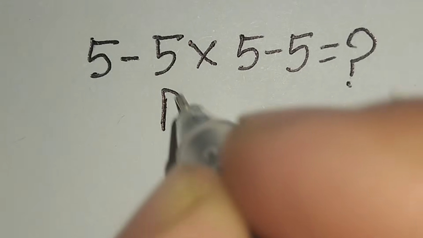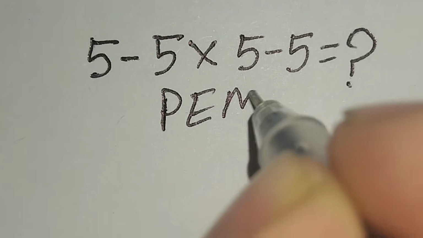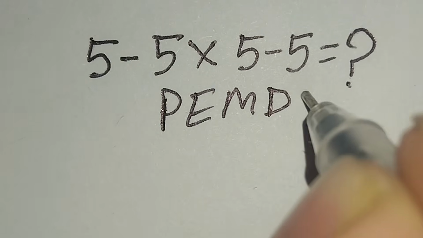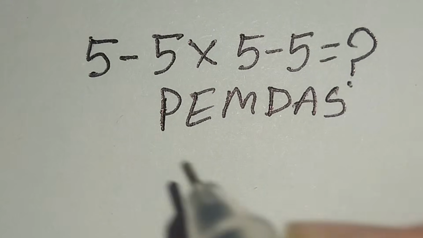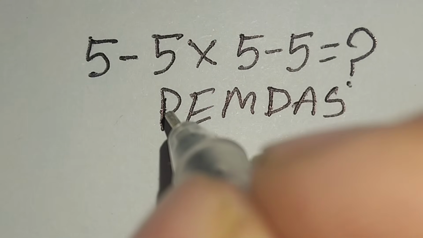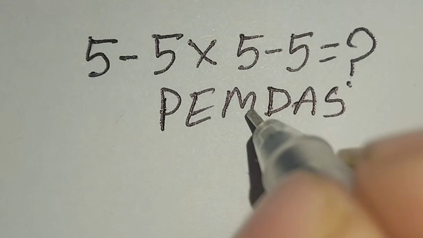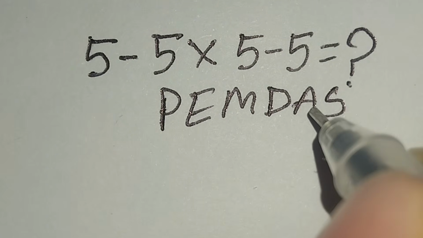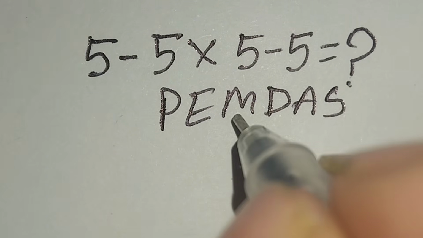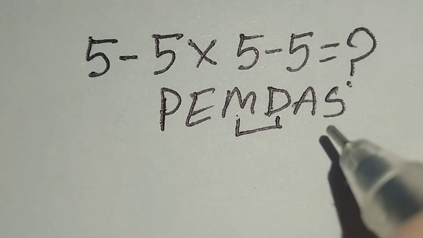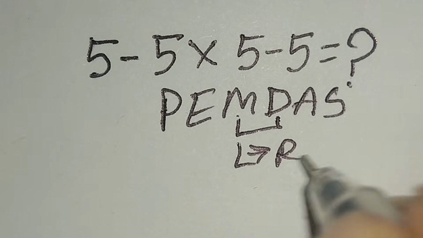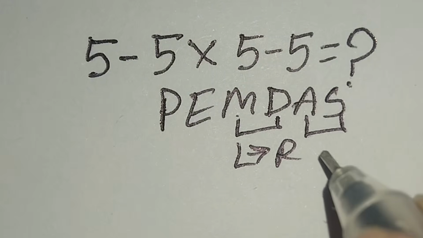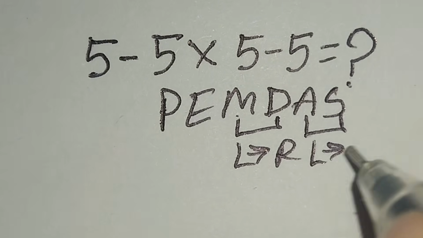PEMDAS, PEMDAS. According to the PEMDAS rule, at first we have to work with parentheses, then exponent, then multiplication or division, then addition or subtraction. Remember, multiplication and division have the same priority. For this we have to work left to right. And addition and subtraction have the same priority. For this we have to work left to right also.